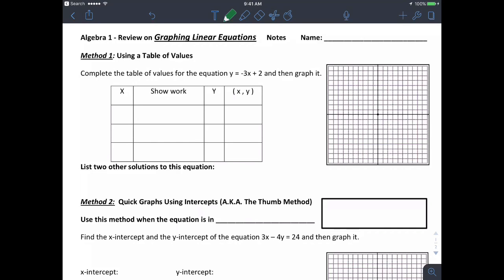Hey guys, welcome back. So today we're going to be graphing linear equations. This is review, so you should be able to do most of this stuff on your own.